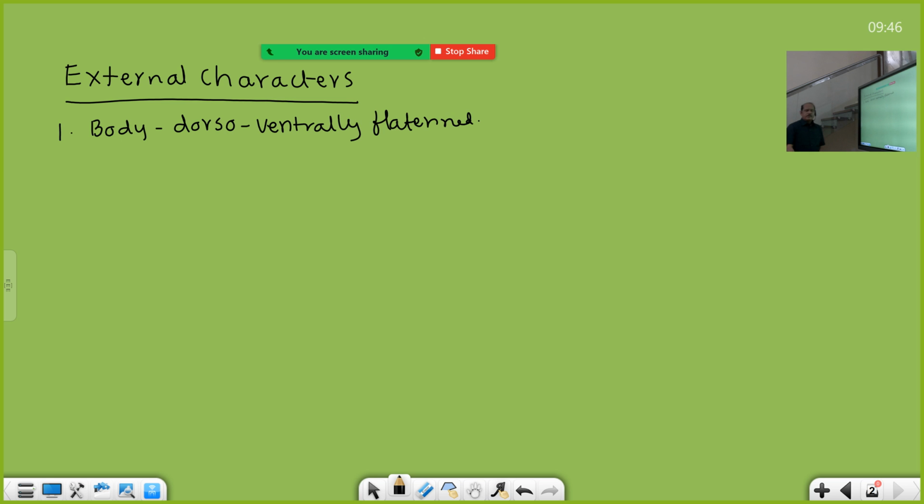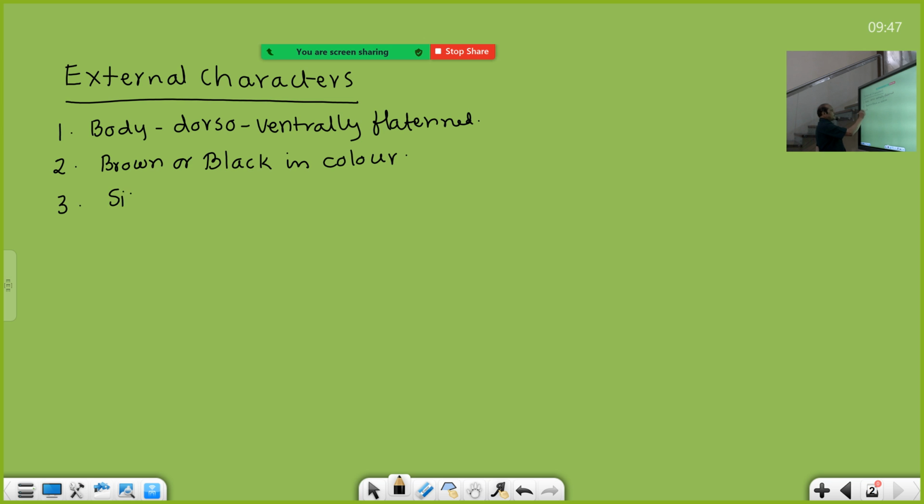This is the first external feature you have to observe. And the second external feature is brown or black in color. As far as NCERT is concerned, brown or black in color. Periplaneta is brown in color and our Blatta orientalis is black in color. So that's why brown or black in color.